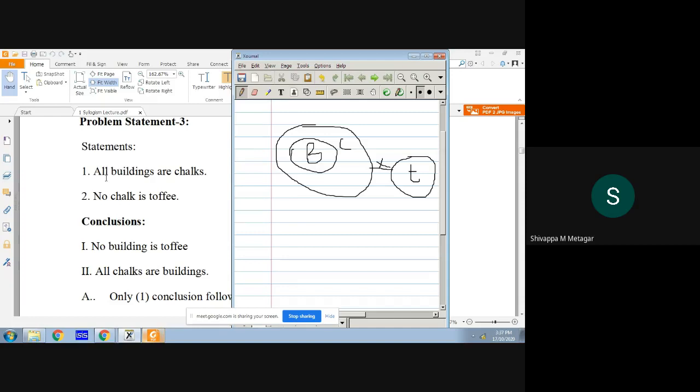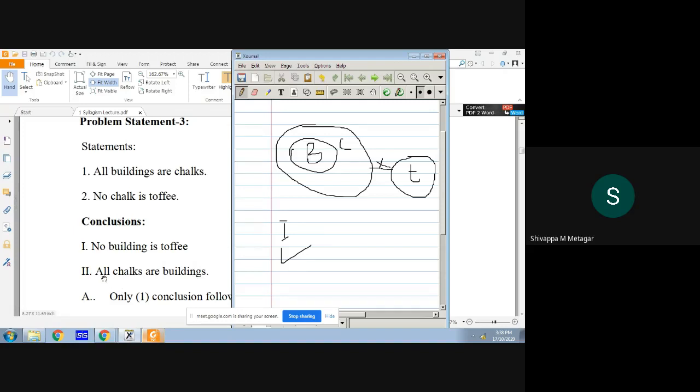So these statements: buildings are chalks, and no chalks are toffee. There is no link between this one, as in no A is B. So now you can answer the given conclusion. The conclusion is no building is toffee. It means just you can see no building is toffee. Building part is here, and toffee part is here. Directly in the conclusion they have given, there is no link, no building is toffee. First statement, statement number one is right.